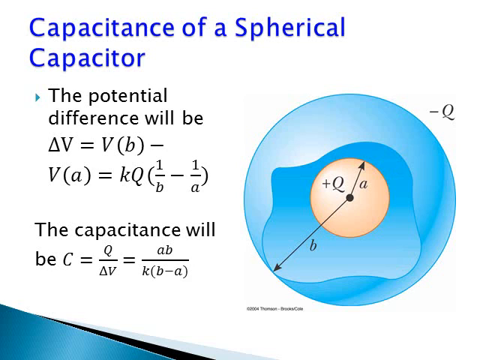A, the radius of the inner plate, and B, the radius of the outer plate. Then you can easily show that the potential difference between the plates is equal to k times Q multiplying 1 over A minus 1 over B. Plugging in all the values, you can find the value of the capacitance shown below. It is equal to A times B divided by k multiplying B minus A.